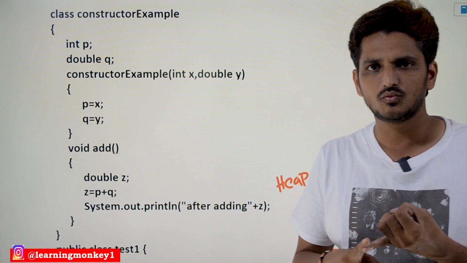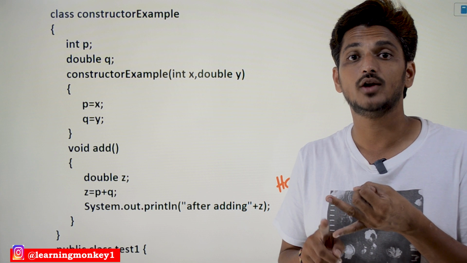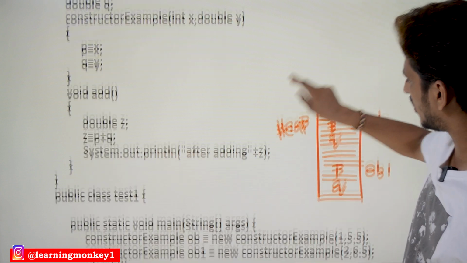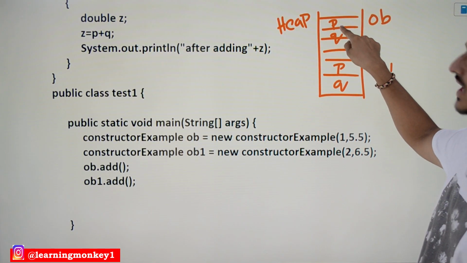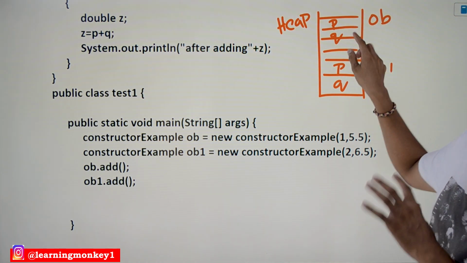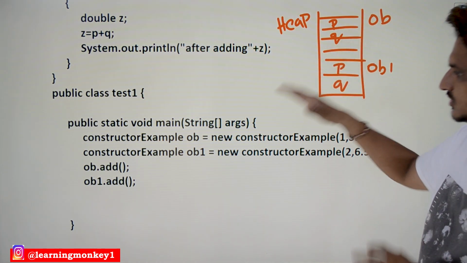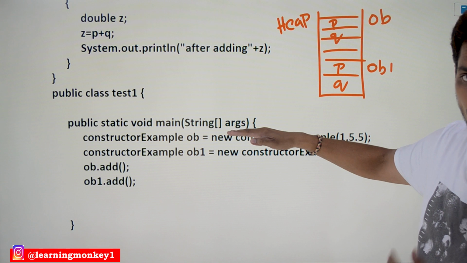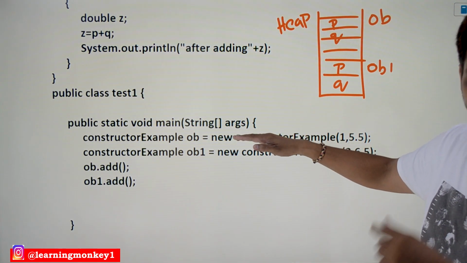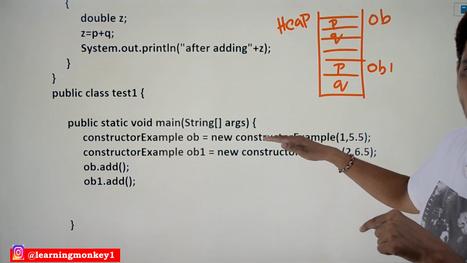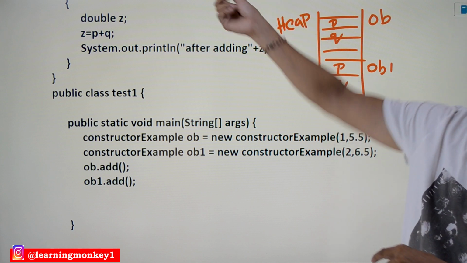X and Y values are assigned to P and Q. So what is the P value? 1. What is the Q value? 5.5. So for object OB, what is the P value? 1. What is the Q value? 5.5. So whenever we call this function, whenever this line is executed, the constructor is automatically called.